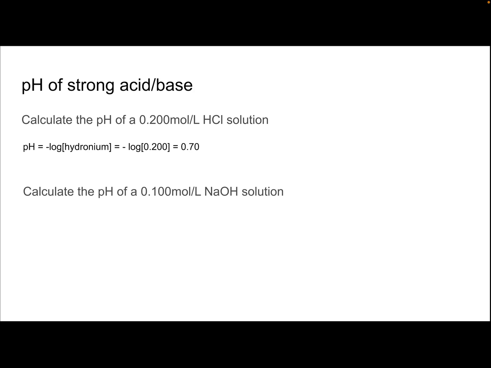Question number 2: calculate the pH of a 0.1 mole per liter NaOH solution. In this case, we can use a similar idea to calculate the OH- concentration in the solution. We know that our OH- concentration is equal to the concentration of the base, which is 0.1 moles per liter. We can use that to find the pOH by taking the negative log of the OH- concentration. That gives us a pOH of 1, and we know that pH plus pOH equals 14 at standard conditions, which is 25 degrees Celsius. So the pH in this case is 14 minus 1, which is 13.